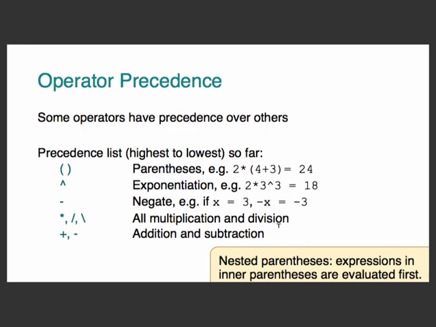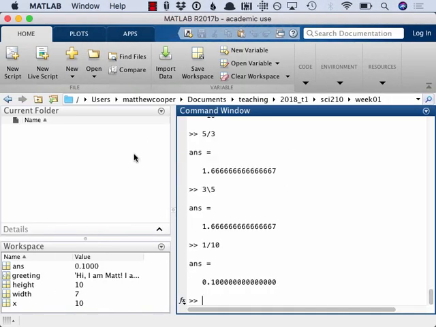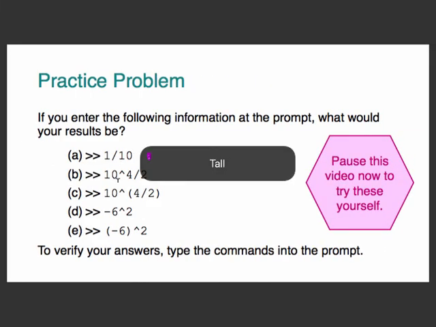Then we have the addition and subtraction goes next. Okay, so let's have a think about what's going to happen here. What do you think is going to happen when we enter 1 divided by 10? What do you think the result will be? Anybody? 0.1? Okay, let's try it. 0.1. Yeah, pretty obvious.